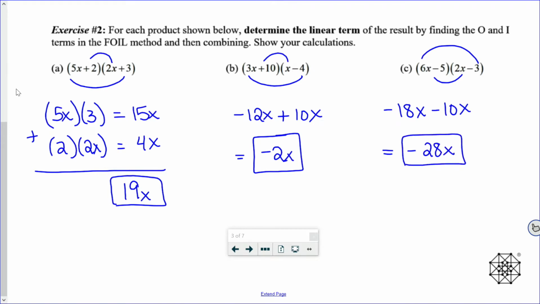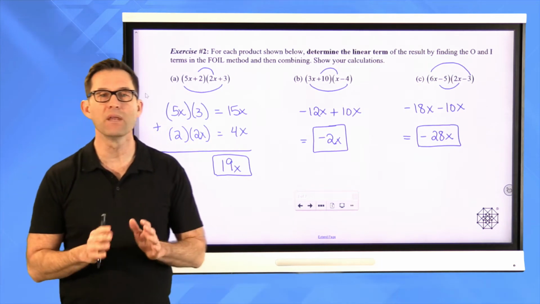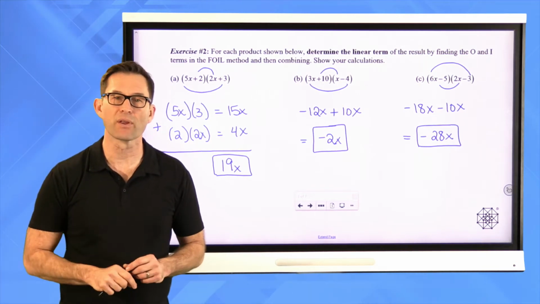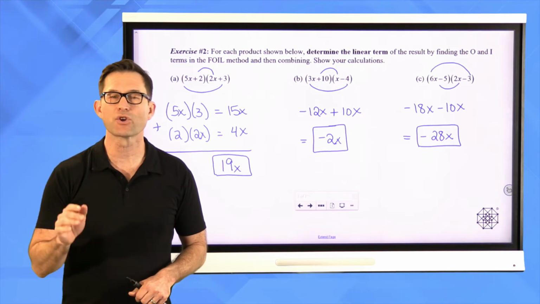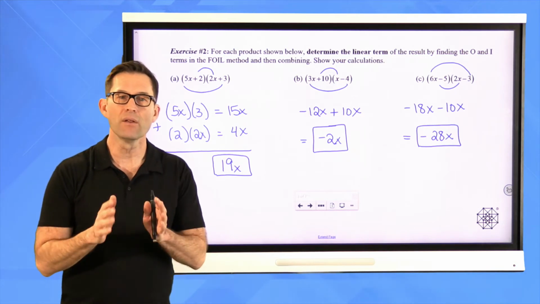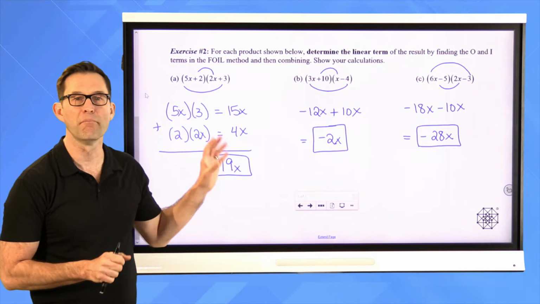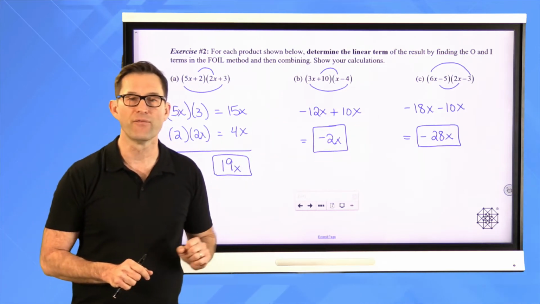All I'm trying to do is predict that middle term because it's the most complicated of them all. The first and the last terms are easy, but it's that middle term in the product that comes from combining the O and the I from FOIL.